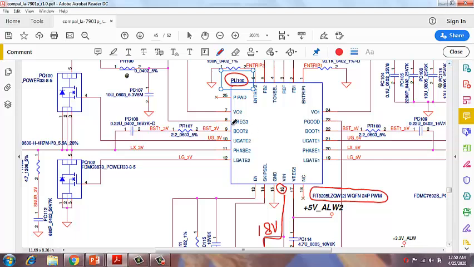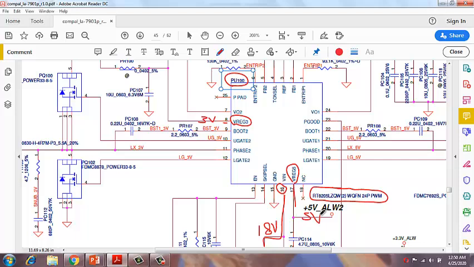So now we'll find where the VREG3 and VREG5 pins are. This is my VREG3 pin, pin number 8. Here I should get 3 volt, and this one is my VREG5. Here I should get 5 volt. So you have to test two voltages here. At pin number 8 you should get 3 volt, and at pin number 17 you should get 5 volt.